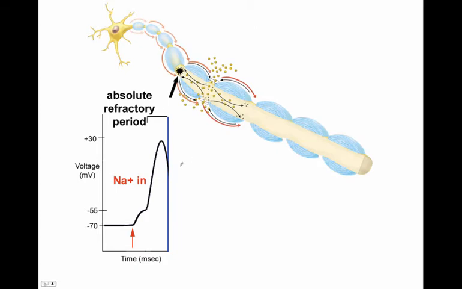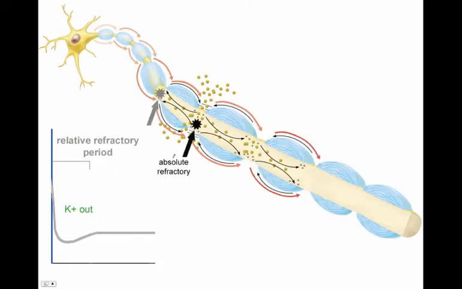So in the absolute refractory period, we have sodium coming into the cell, and then we also have our sodium gates slowly closing as our potassium gates open. We have that absolute refractory period, and then this period here, which is a relative refractory period, as we have potassium leaving the cell, and we're not completely comfortable to fire an action potential until we're back to our resting membrane potential.